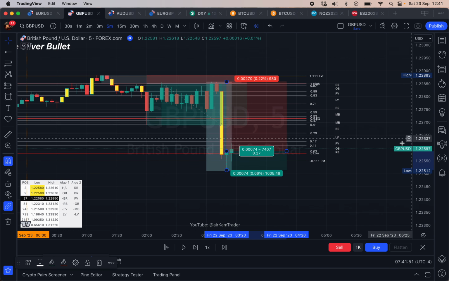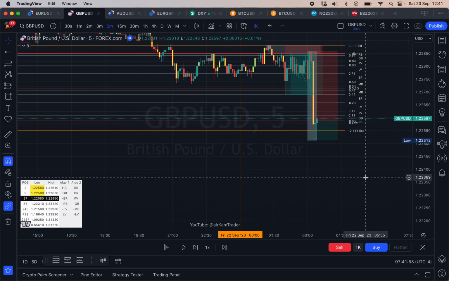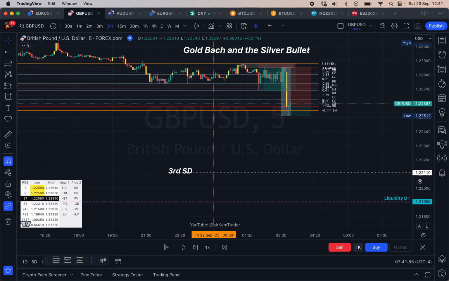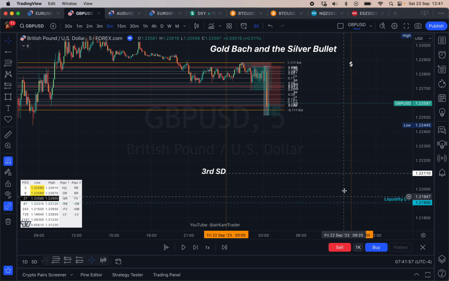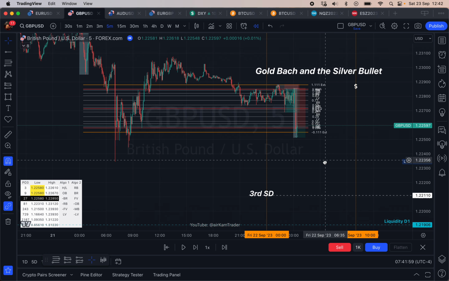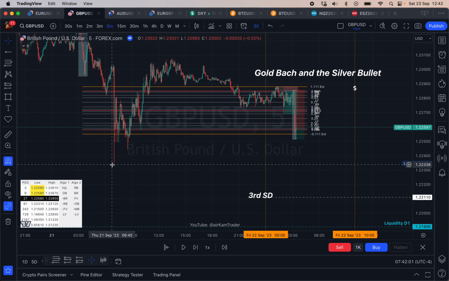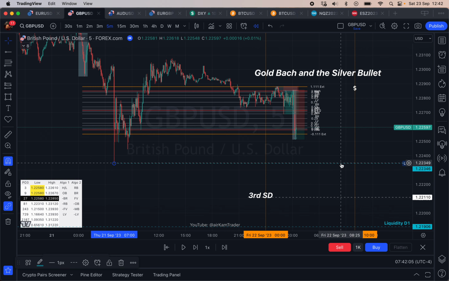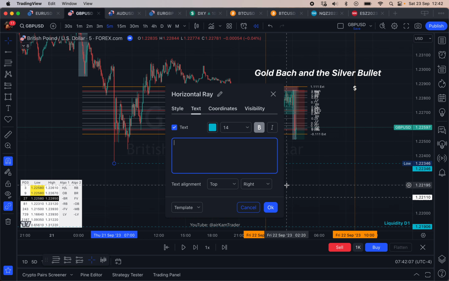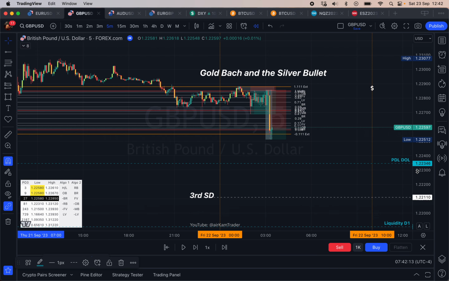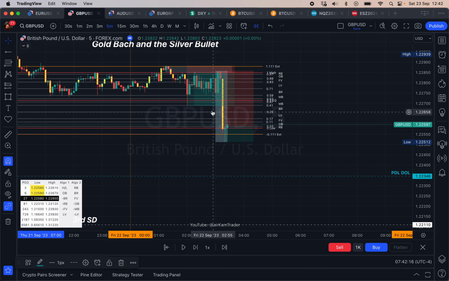Now with a Silver Bullet, you need to draw on liquidity and always mark out your prior day lows, your previous day lows. So this was the previous day low, which is your draw on liquidity. And this is how you would have played it if you wanted to.